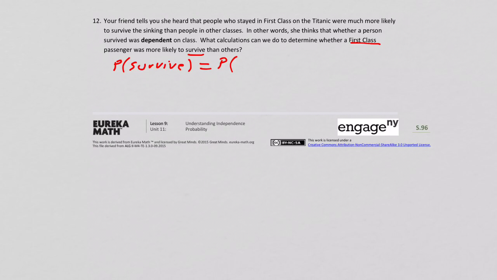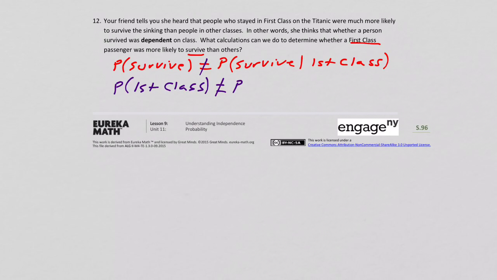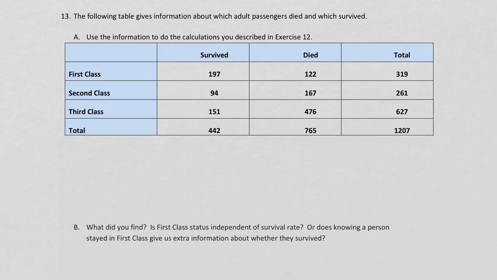So this is going to be the probability that they survive given they're in first class. The other option for that would be the probability that they're in first class. And if they're dependent, then they would not equal each other. This would be the probability that they would be in first class given that they also survived.